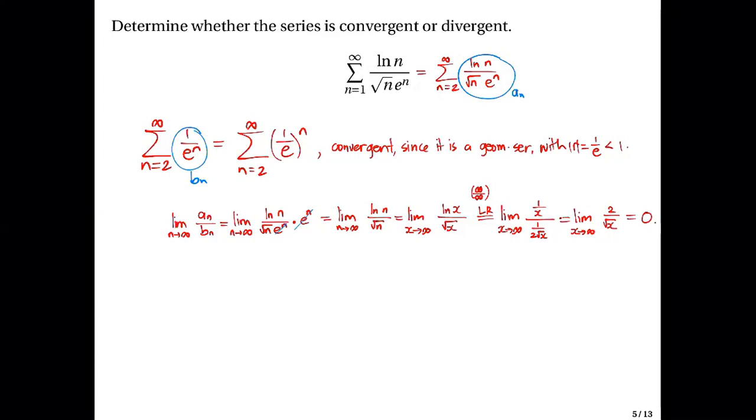So, limit an over bn is equal to 0. Yung series containing the denominator is convergent. Then we conclude that this guy here is convergent. So, the series ln of n over square root of n e to the n, sulat na natin from 1 up to plus infinity, this guy here is convergent.